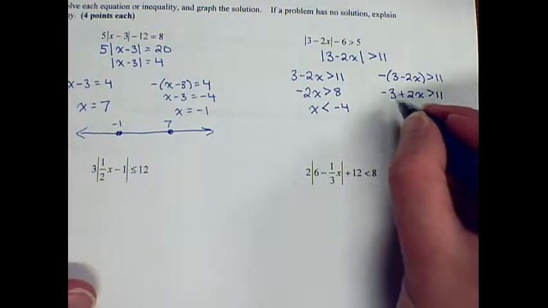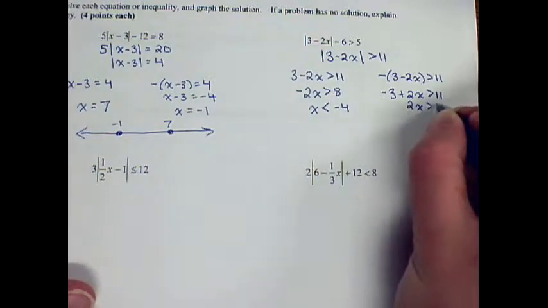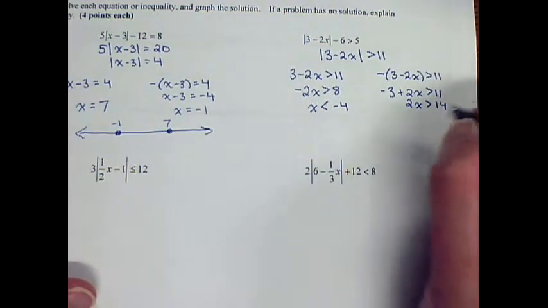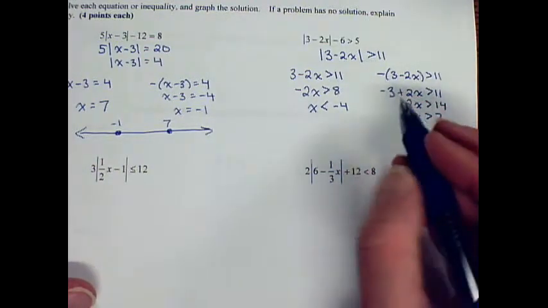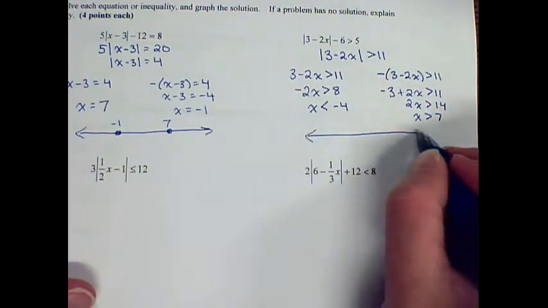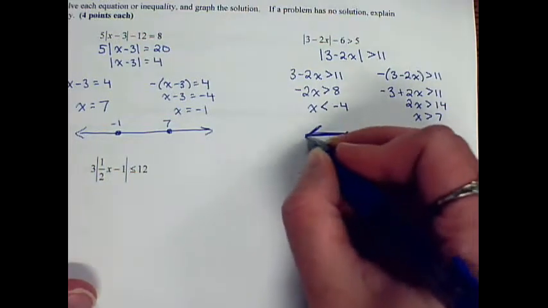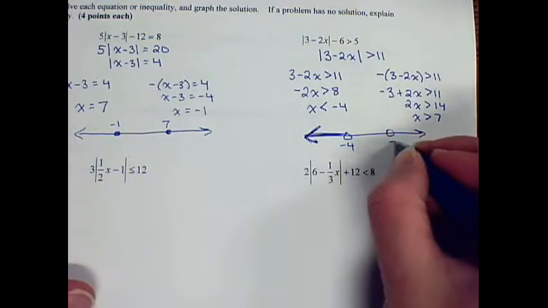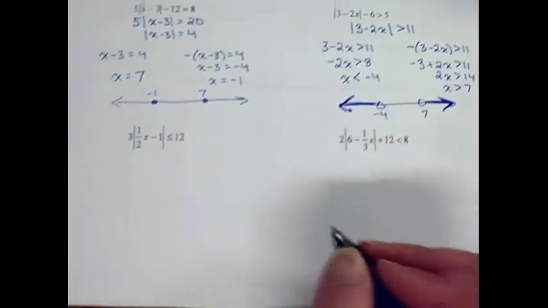Ooh, this is looking better already. Add 3 to the other side. I get 2x is greater than 14. That says that x is greater than 7. Remember, a greater than should give me a gap. Let's see if we get it. Here's negative 4. Less than negative 4 would be this way. 7, greater than would be this way. Great. Next one.